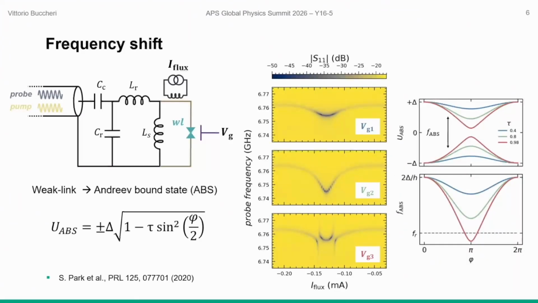Well, basically, these are the two branches of the Andreev bound state. This is the ground, this is the excited, and the frequency of the Andreev bound state is the excitation between these two levels. So basically, in the bottom plot, I'm plotting the difference between these two curves. So this is the frequency of the Andreev bound state, and this is what we see if we do a two-tone spectroscopy of the system.